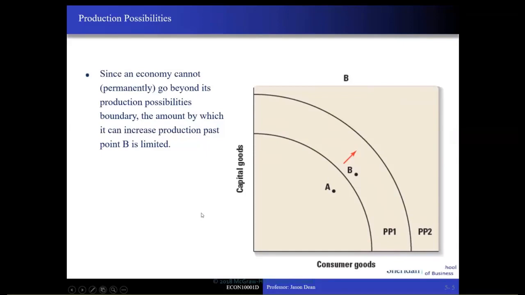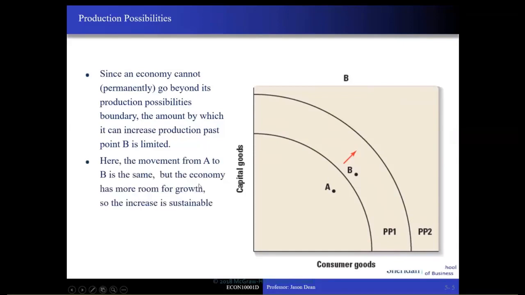But if our potential increases and shifts outwards, then this same movement from A to B would be much more sustainable, because now we know we're still below our capacity. So there's still room to grow, or we can think of this growth from A to B as being more sustainable. So this is just one way of thinking of the production possibilities curve and potential GDP. The key idea is that potential GDP is what we're capable of doing as an economy, and we'd like to be operating at that point.